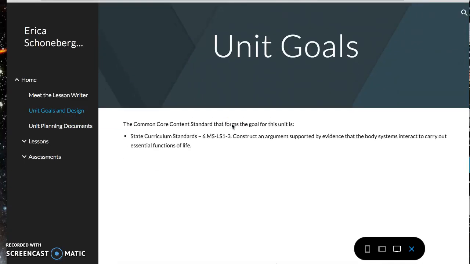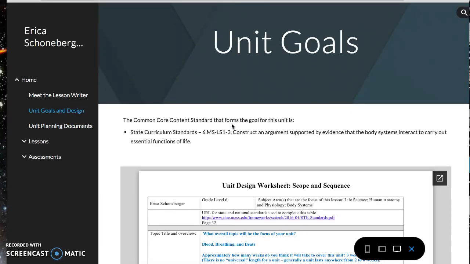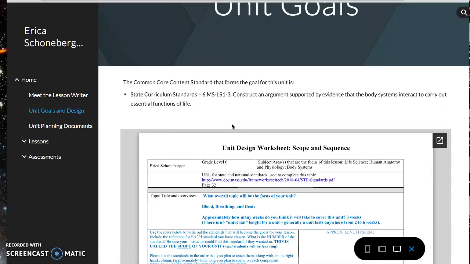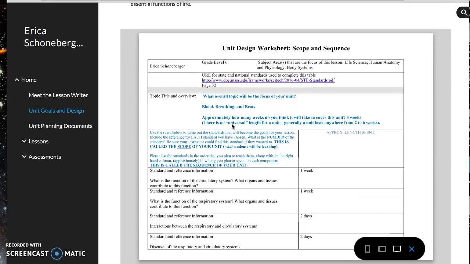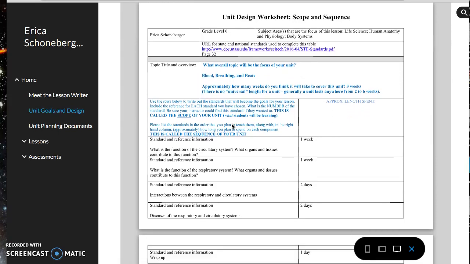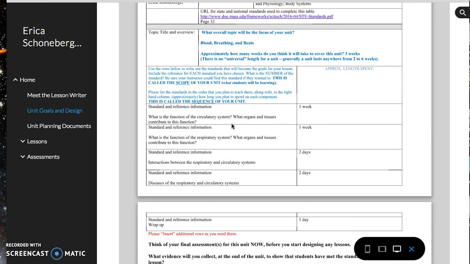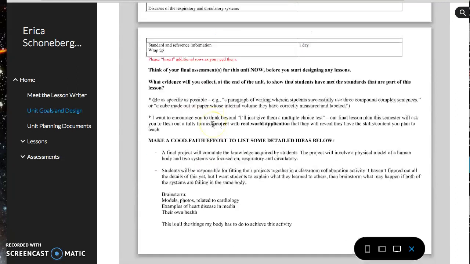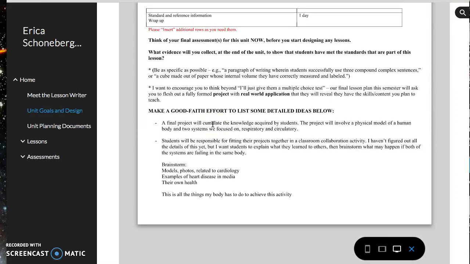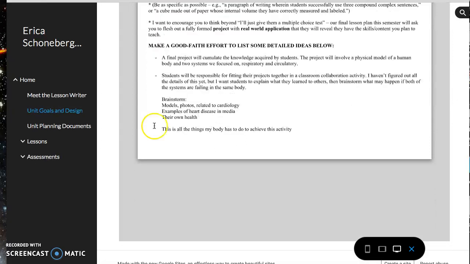So the overall goal of the unit is based on the curriculum standard of construct an argument supported by evidence that the body systems interact to carry out the essential functions of life. So I started out with this design worksheet to get an idea of how long the unit would take and what information would be a part of it.